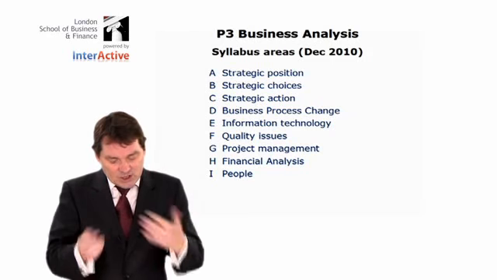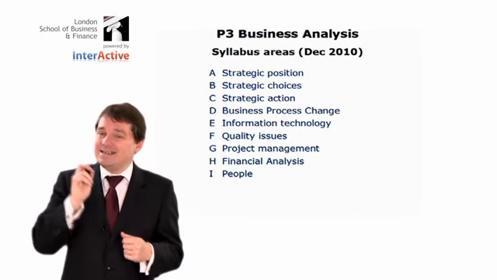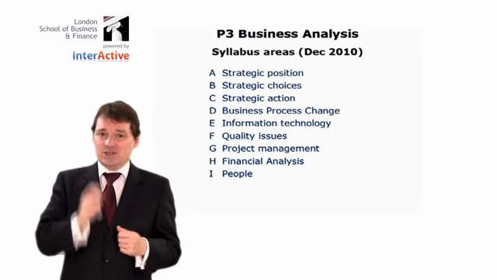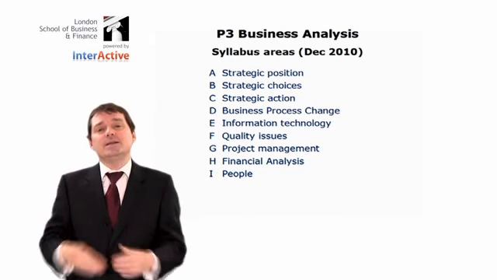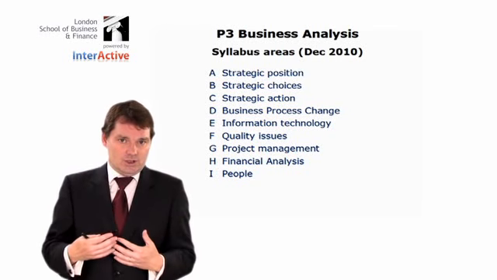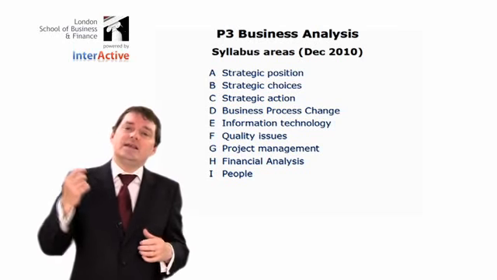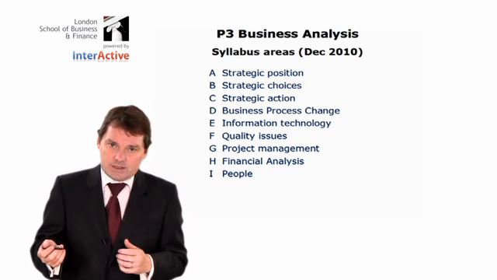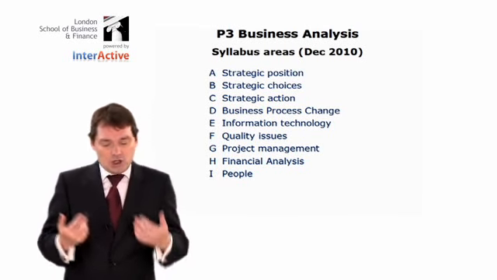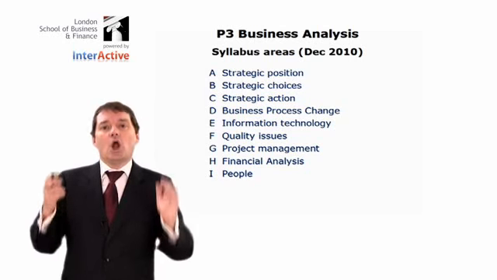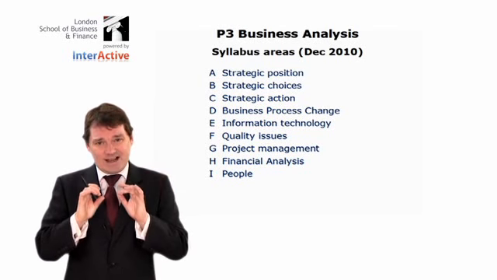So sections D onward are looking much more at detailed areas of a company. Sections A, B and C are looking at the overall position of a company. So the kind of things that we have got there, things like business processes, information technology, quality, project management, are all fairly detailed areas.